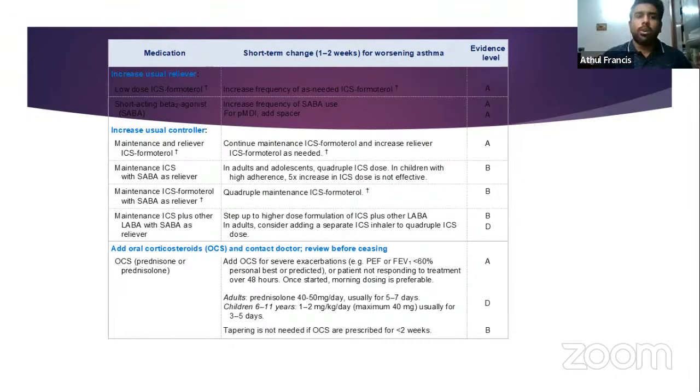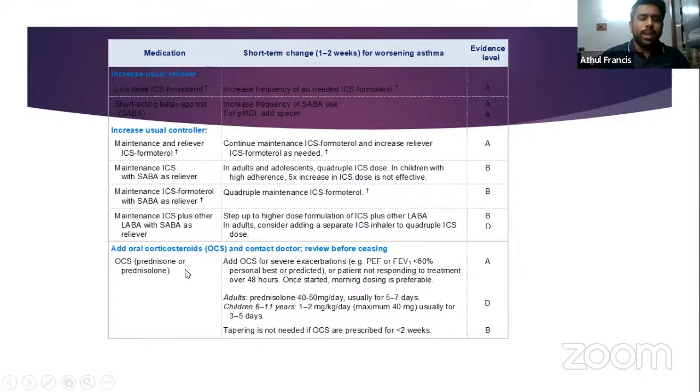It continues until the patient is out of that bacterial or viral infection, or until the patient improves from that allergic manifestation. It could also be an increase in smoking, or exposure to too much smoke, or to a particular event where there was so much cracker use. In such cases, it's a short-term change. If it's ICS-formoterol, increase the frequency of your ICS-formoterol.